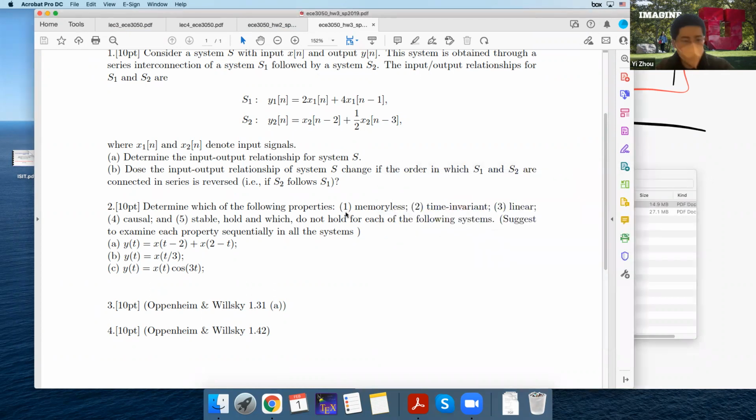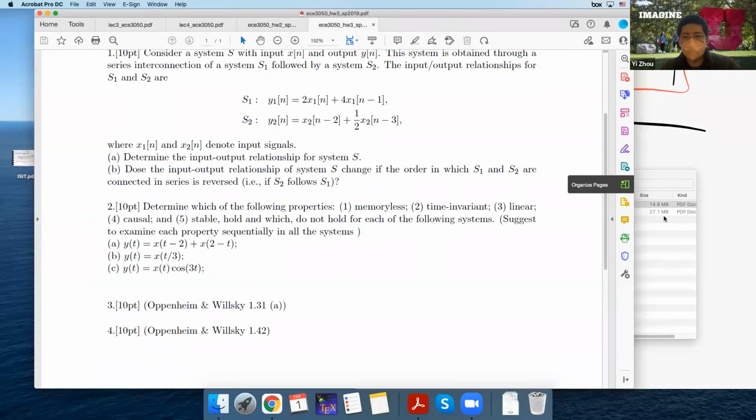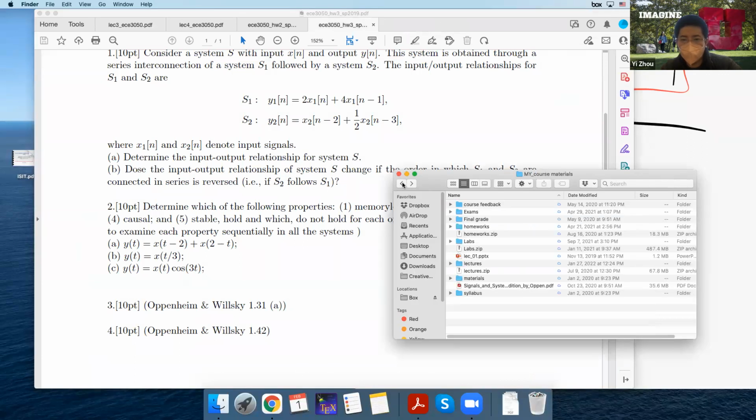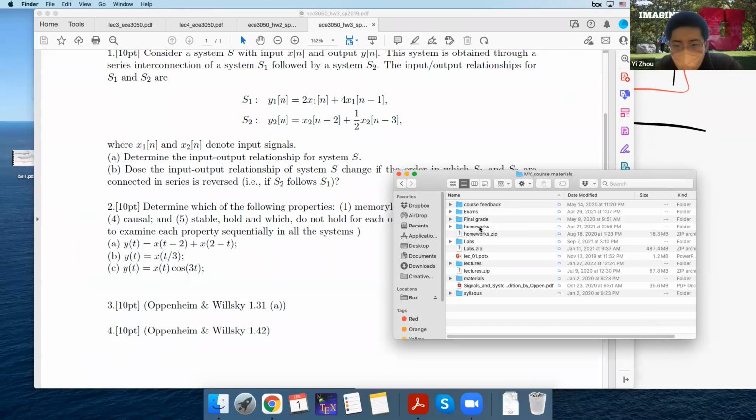And let's look at problem three. It's not this one, sorry. It must be somewhere else. Oh, it's right here.